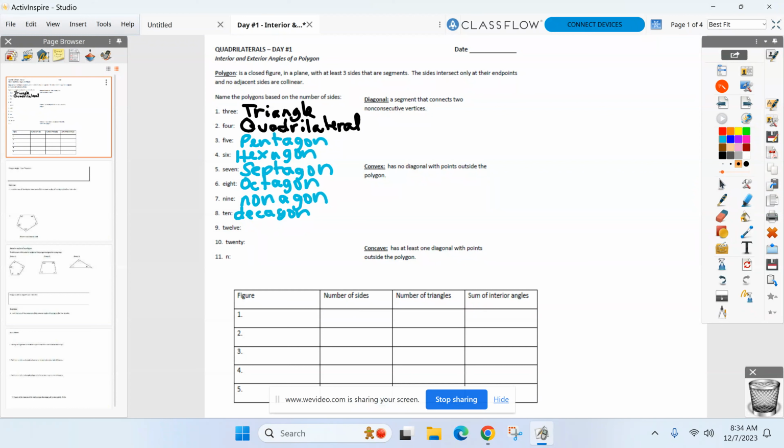But what about 12 now? 12. Yes, Bailey? Dodecagon. Look at that. Dodecagon. Hey, people know the strange facts, right? Wow, thanks.